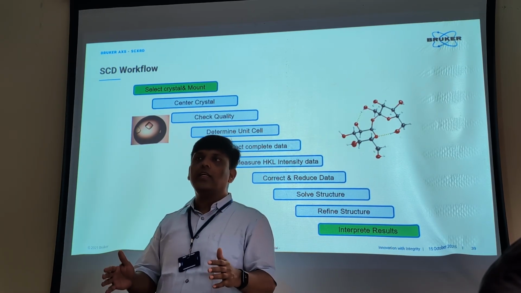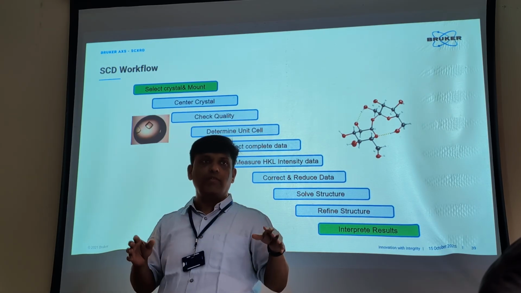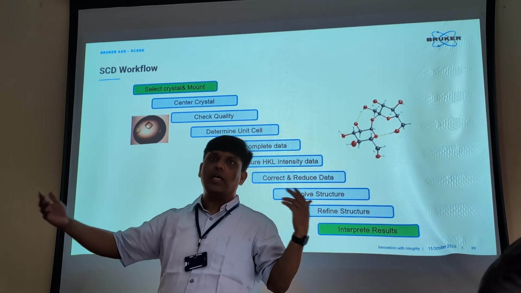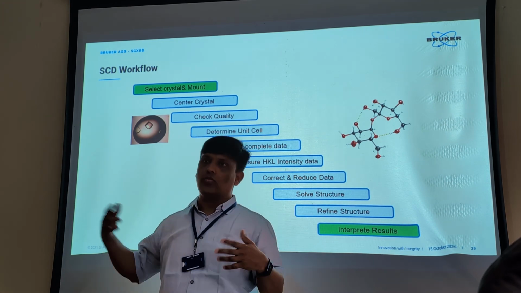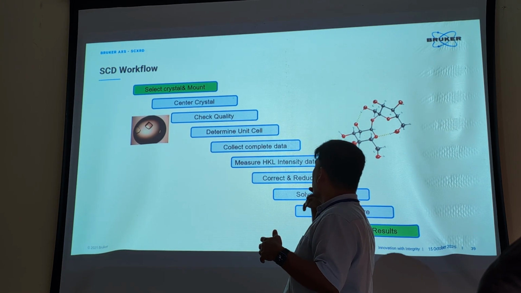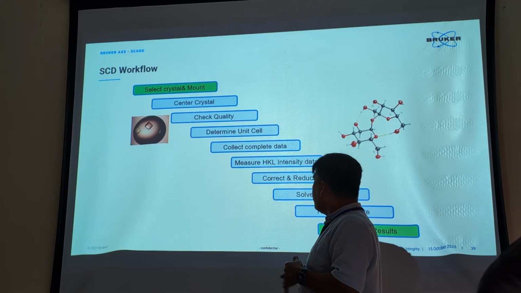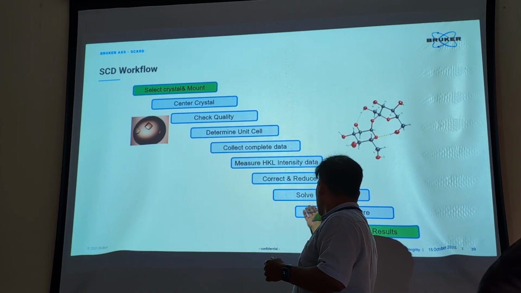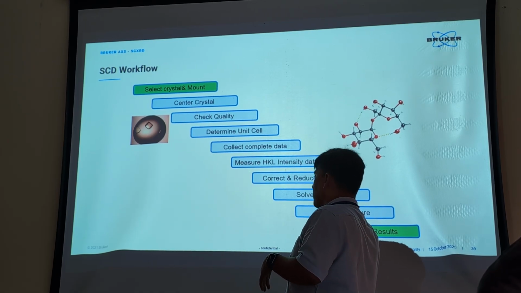Okay, inside that unit cell, where are the atoms sitting? We are defining that by the fractional coordinates, and based on that, how they are interacting, how they are packing, and so on and so forth, we are discussing. So that's the unit cell. Then collect the complete data, measure the HKL intensity data, correct and reduce, that means the experimental correction, solve structure, refine structure, and interpret results.